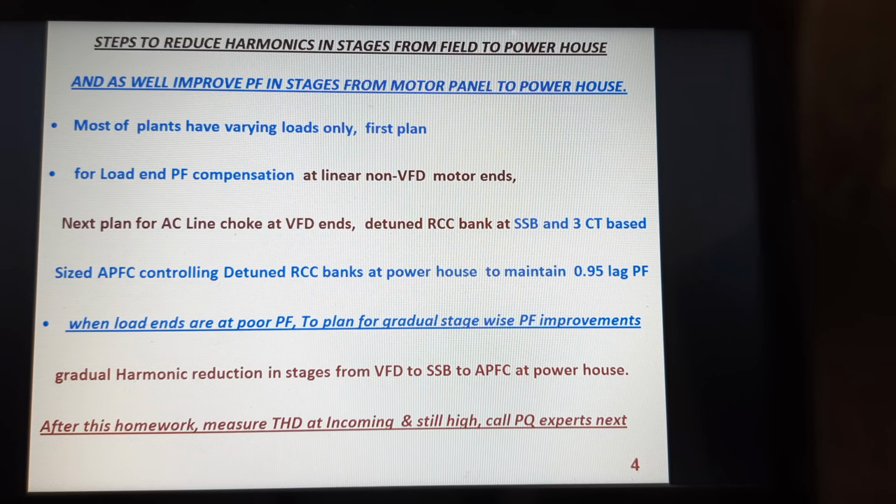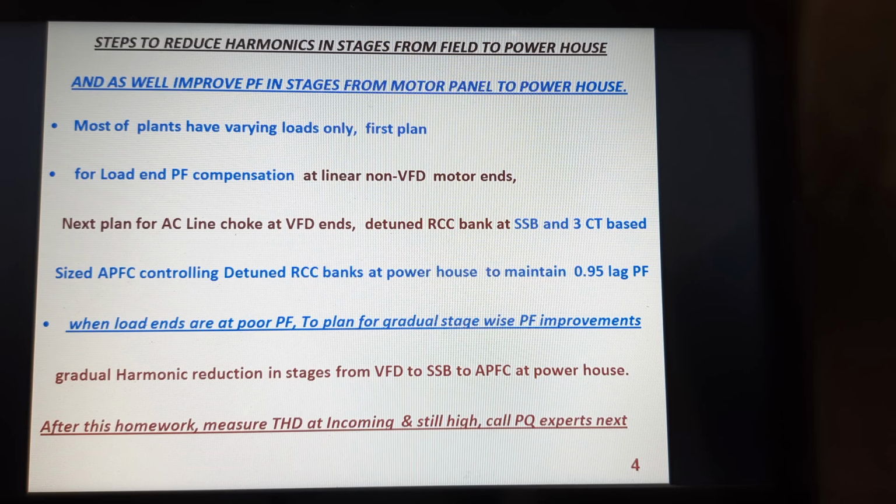So, steps to reduce the harmonics in stages from the field to the powerhouse, and as well improve the power factor in stages from the motor panel to the powerhouse. Most of your plants have varying loads only. So, plan for load-end PF compensation at all your linear and non-VFD motor ends at the motor control panels. Next, plan for AC line reactor choke at VFD ends, and a detuned reactor coupled capacitor RCC bank at the SSB, and 3CT based APFC controlling detuned RCC bank at the powerhouse to maintain around 0.95 lagging power factor.